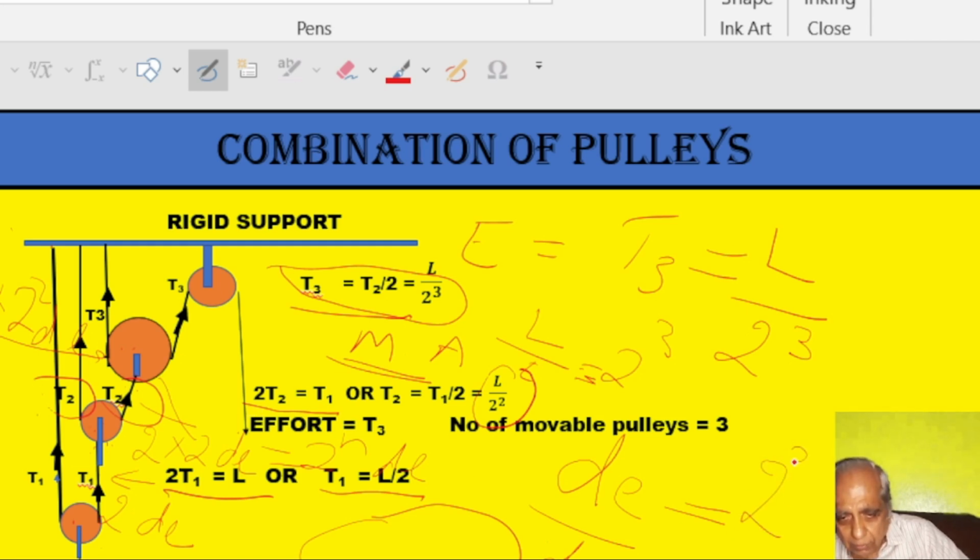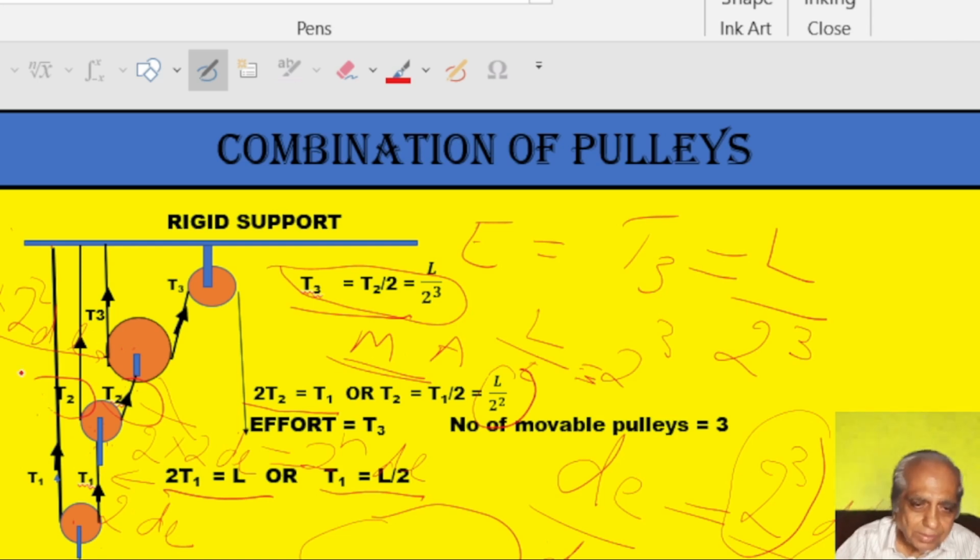So effort is moving 2 raised to 3 into dl, and the load is moving dl, so this dl will cancel. So I'll get velocity ratio of 2 raised to 3 when there are 3 movable pulleys. So if there are n movable pulleys, I will get 2 raised to n. So mechanical advantage is equal to velocity ratio is equal to 2 raised to n. If we divide mechanical advantage by velocity ratio, I will get 2 raised to n upon 2 raised to n. Efficiency, we have learned last time, is mechanical advantage upon velocity ratio. So both are the same, so the answer would be 1 or 100%.